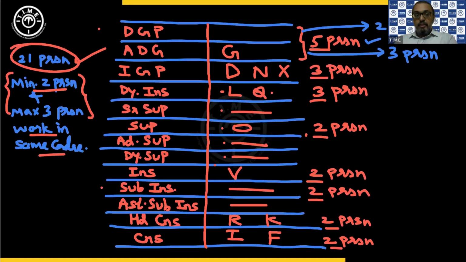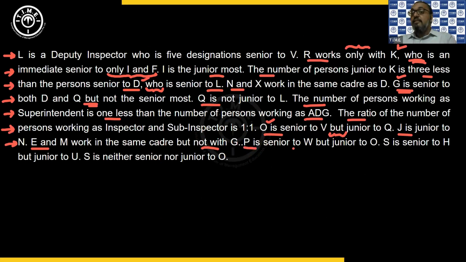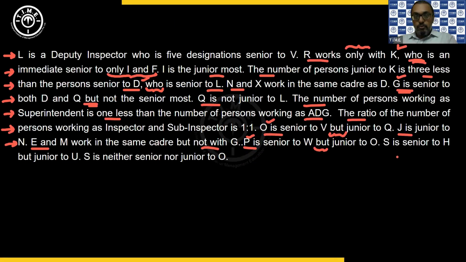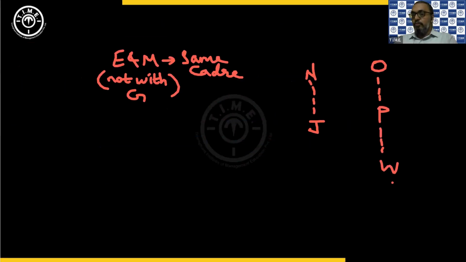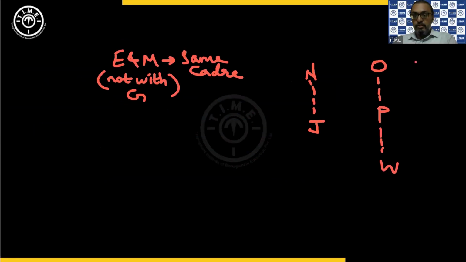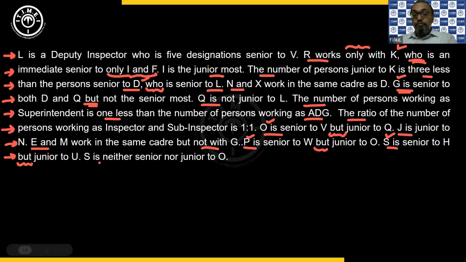We'll think about that. Then further, P is senior to W, but the first person P is junior to Q, sorry, junior to O. So we have O, P, and P senior to W. Like this, O, P, W. And then S is senior to H, but again the first person, that is S, is junior to U. So it is U, S, and H. And one final line, S is neither senior nor junior to O.